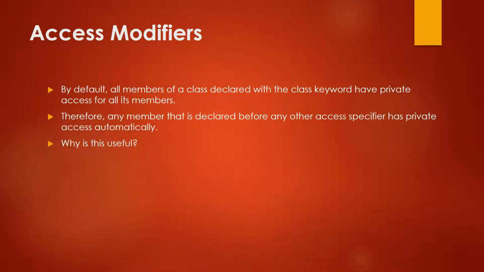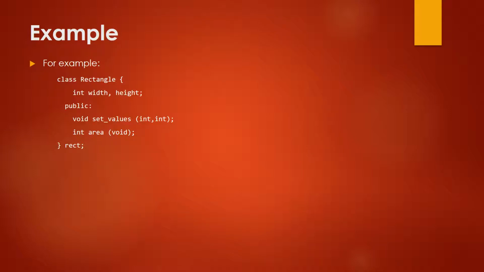And you can use that to your advantage, because anything that is declared as private, you can just assume something like this, for instance. What is private in this class? It's the width and the height, right? Those variables. And in the public section are the member functions for set values and area. It has a part right here where it says rect, semicolon. Is this equivalent to you declaring a variable called rect in your class?